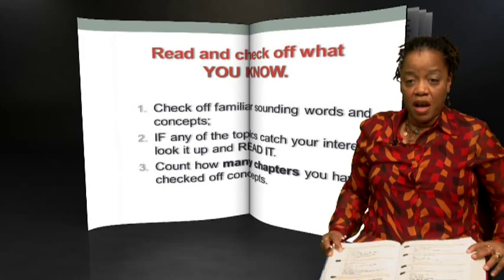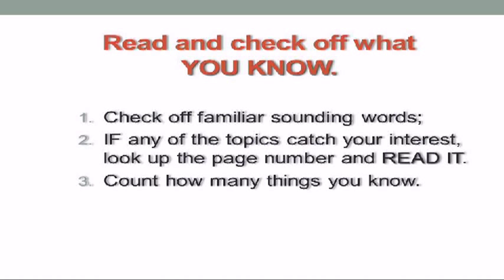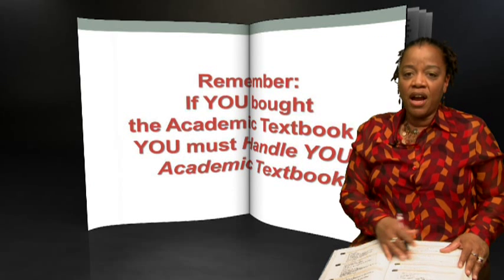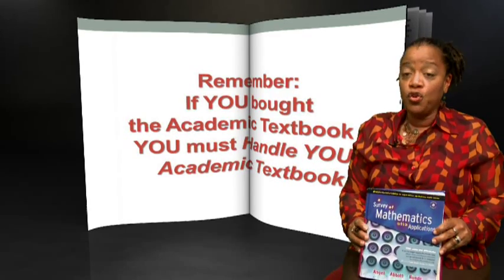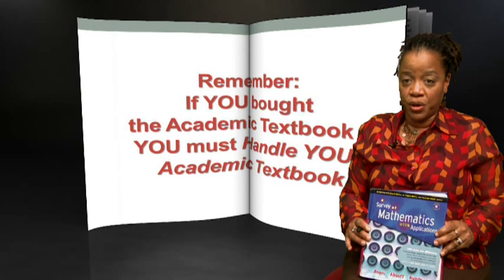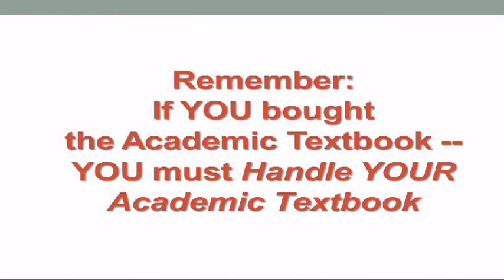What is important about the table of contents is not how many things you have checked off, but how far along in the chapters you've gone. In this particular textbook, there's 15 chapters. You may even find you have checked off things all the way up to the 15th or the last chapter. Now remember, if you bought the textbook, you must handle the academic textbook, and you always start with what you know by doing this simple technique called the commercial.